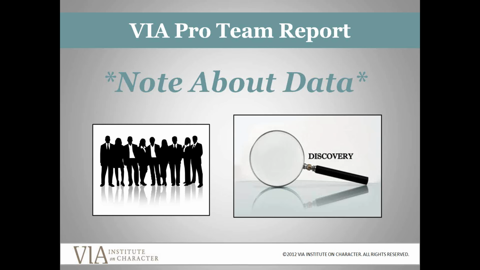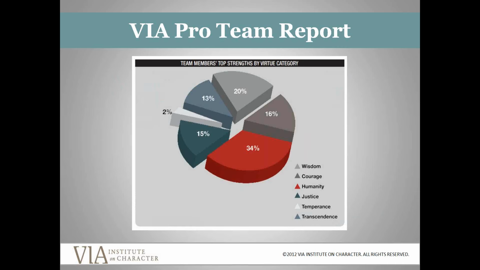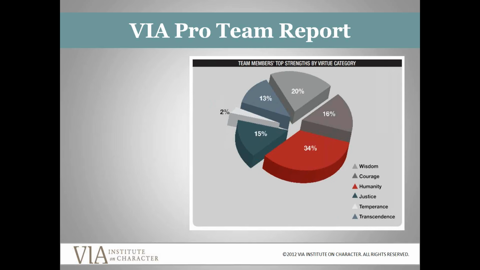The next graph in the VIA team report is found on page 10. This is the team members' top strengths by virtue category, and it's a pie graph. In reviewing this graph, you should start with the fact that if each virtue category were equally represented, the percentages would be 17% for each piece.